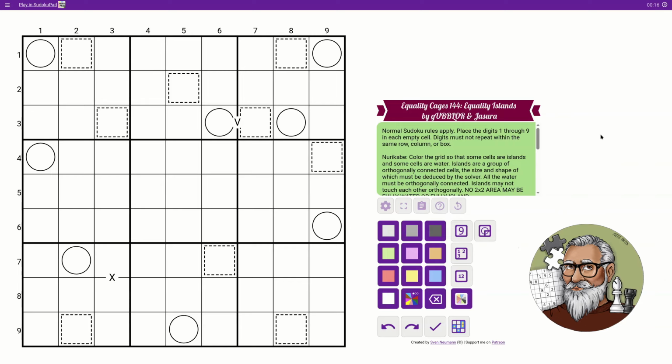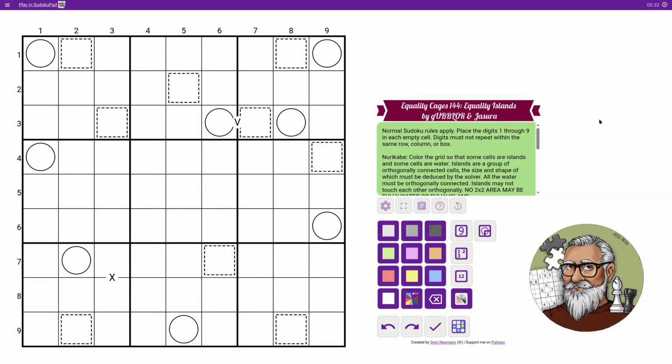Today I'm going to be trying my hand at Equality Cages 144, Equality Islands by gUBBLOR and Jasura. If you'd like to give it a go, there will be a link in the description below. If you do, please let me know how you fared and what you thought of it.